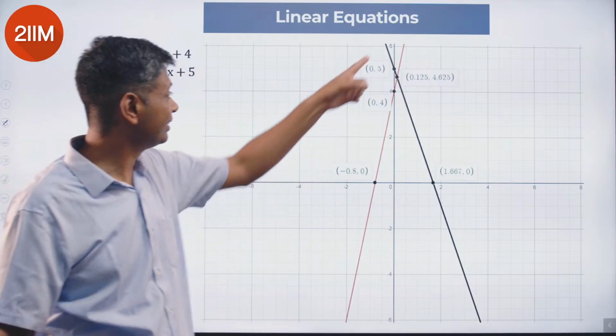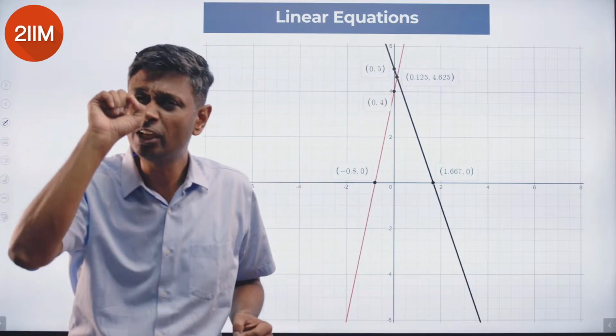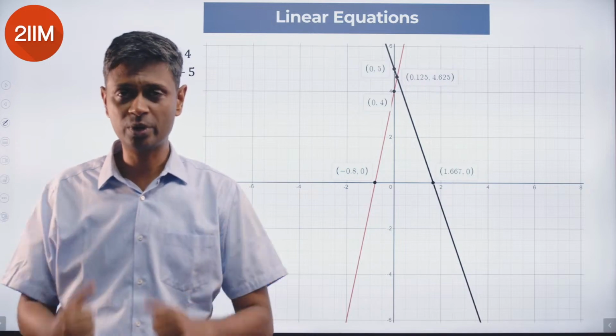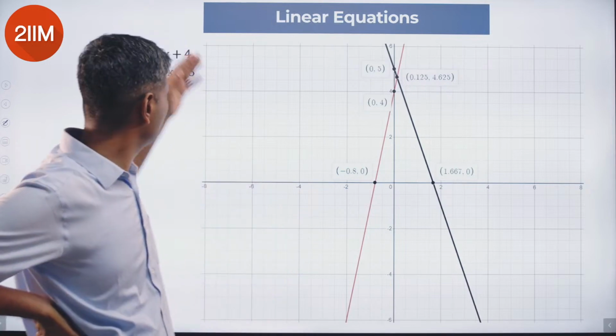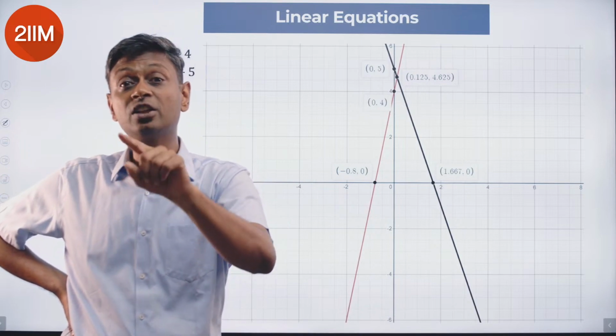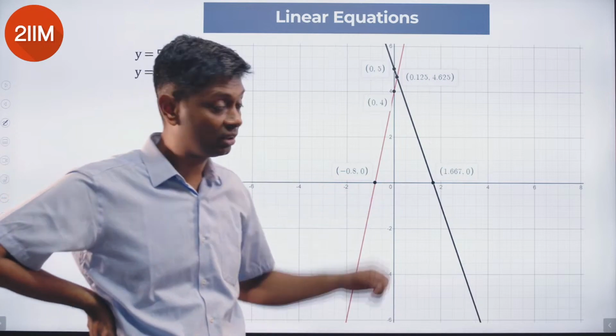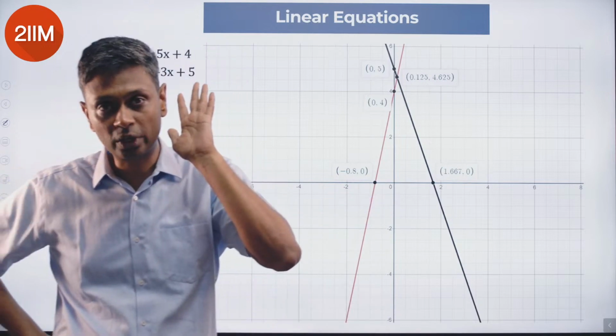All the points on this line satisfy one equation, and this line satisfies that one equation. The meeting point satisfies both equations. How do I find the meeting point? Solve these two equations, find x, find y. That set of values of x and y satisfies both equations, or that point sits on this line and this line, or that is the point of intersection of the two lines.